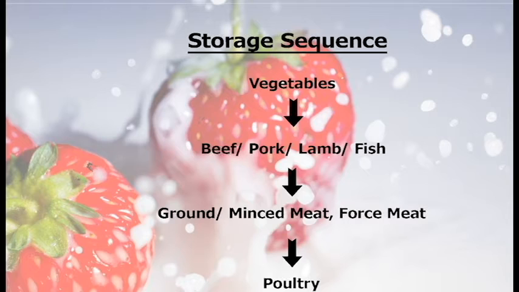Next, below beef, lamb, pork and fish, we have to keep forcemeat and ground meat because they have a higher cooking temperature. And at the bottom, we have to keep poultry products, for example, turkey or chicken.